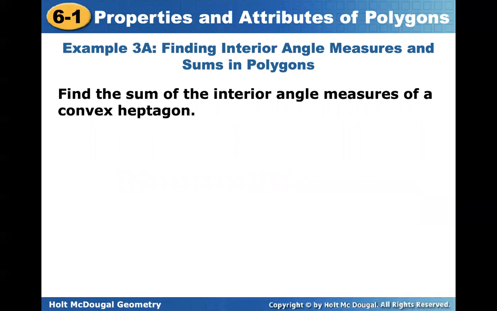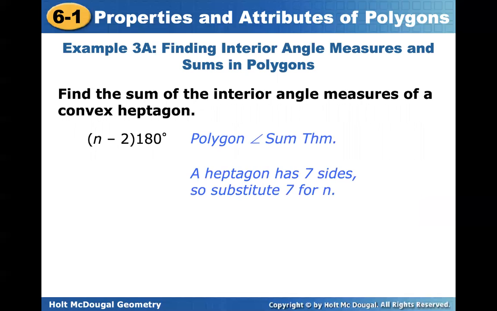Find the sum of the interior angle measures of a convex heptagon. A heptagon has 7 sides, so we take 7 minus 2, which gives us 5. Take that times 180. Oh, sorry, 1 too many. We get 900 degrees on the interior angles of a heptagon. Now, do we know what each angle is? We don't, because it's not regular. It doesn't say regular heptagon. If it was a regular heptagon, then we could figure out each angle by taking 900 divided by 7, and that would give us what each angle has to be for them all to be the same.